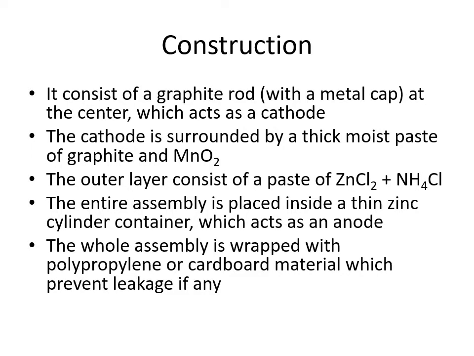Construction of a dry cell. It consists of a graphite rod with a metal cap at the center, which acts as a cathode. The cathode is surrounded by a thick moist paste of graphite and MnO2. The outer layer consists of a paste of ZnCl2 plus NH4Cl. The entire assembly is placed inside a thin zinc cylinder container, which acts as an anode. The whole assembly is wrapped with polypropylene or cardboard material, which prevents leakage if any.